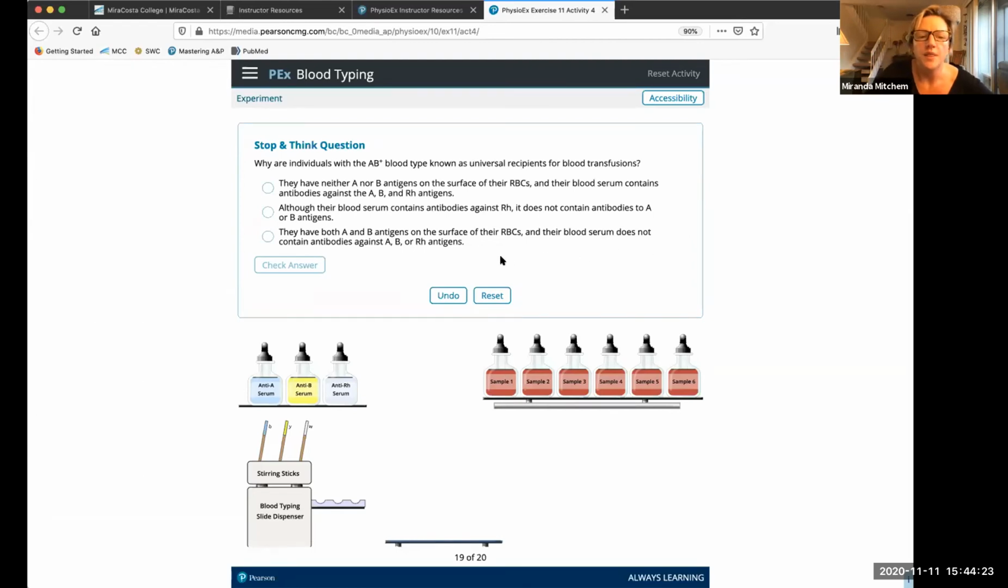Okay, the way I would write this on an exam, just so we're crystal clear, they have both A and B antigens on the surface of their red blood cells, and their blood serum does not contain agglutinous or pathogenic antibodies. So this is the right answer here.